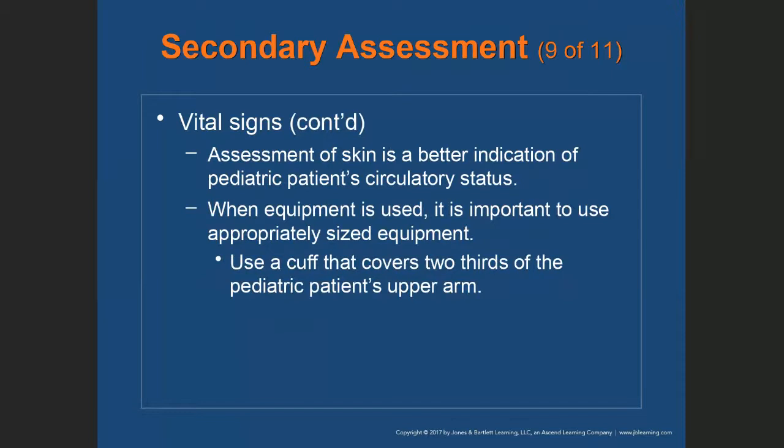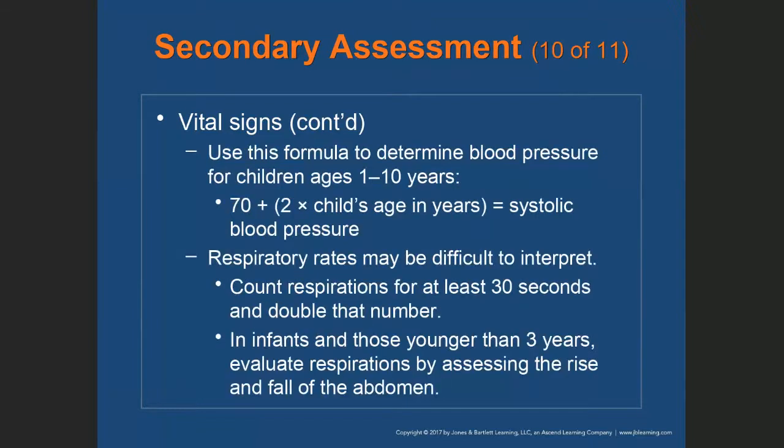Assessment of the skin is a better indication of the pediatric patient's circulatory status. When equipment is used, it is important to use appropriately sized equipment. Use a cuff that covers 2/3 of the pediatric patient's upper arm. Right? Now, use this formula to determine blood pressure for children ages 1 to 10 years: 70 plus 2 times the child's age in years equals systolic blood pressure.